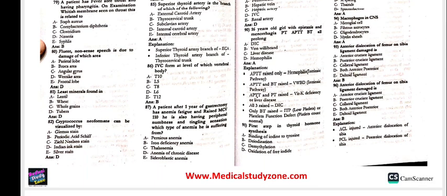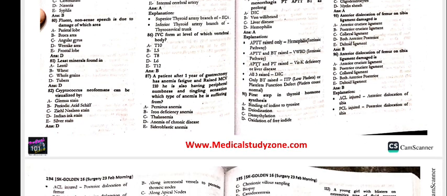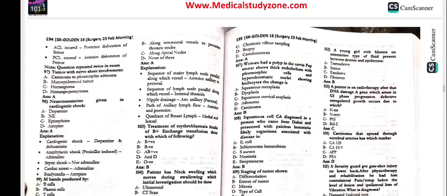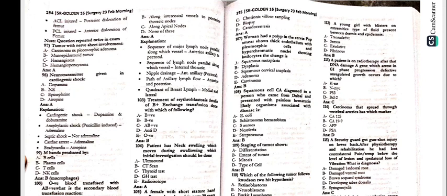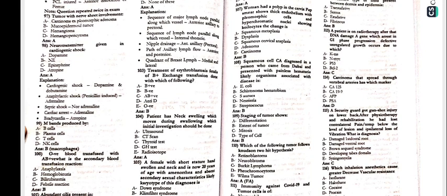95, anterior dislocation of femur on the tibia, ligament damaged is the posterior cruciate ligament. 96, anterior dislocation of femur on tibia, ligament damage is the posterior cruciate ligament. Next, 97, the tumor with nerve sheath involvement is carcinoma ex pleomorphic adenoma. 98, the neurotransmitter given in cardiogenic shock is dopamine.